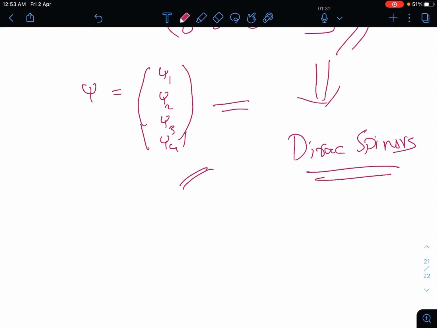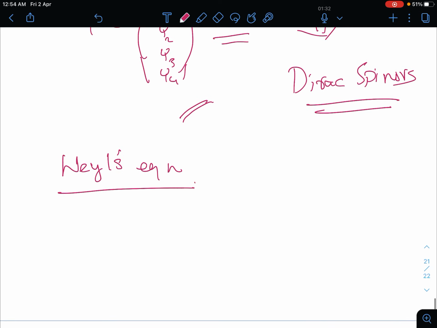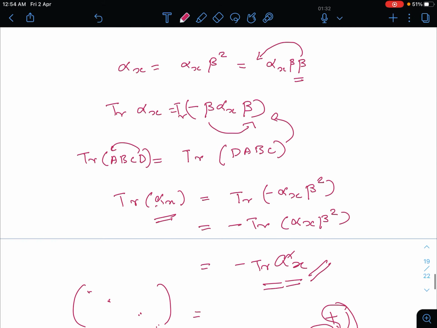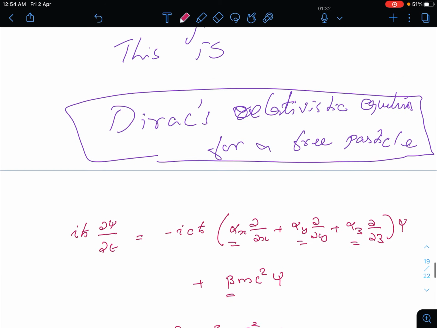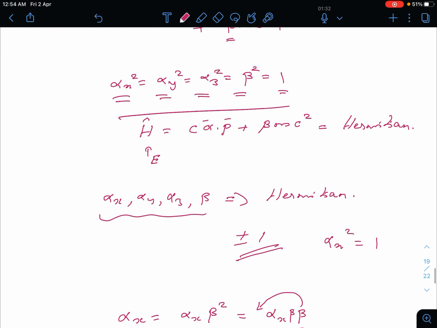Okay, before that let me go to the Weyl equation. That's a little bit important equation, the Weyl equation, that's there in your syllabus also. So let's go for the Weyl equation. Now let's consider the Hamiltonian. What was the Hamiltonian which we have derived here? See, this is the Hamiltonian.